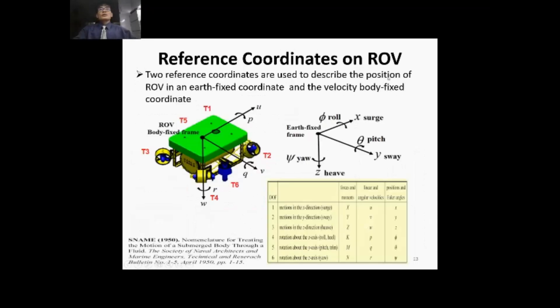So the reference coordinates on ROVs, there are two reference coordinates used to describe the position of the ROV: the Earth fixed coordinate and the velocity fixed. Velocity fixed meaning that it is at the body of the ROV, Earth fixed is the inertial frame. So we have some standard conventions that are used to represent the directions or degrees of motion in X, Y, Z, roll, pitch, yaw. Alright, and the velocities are u, v, w, p, q, r. And the position is x, y, z, phi, theta, and psi.